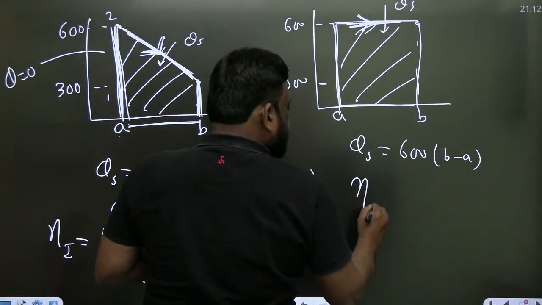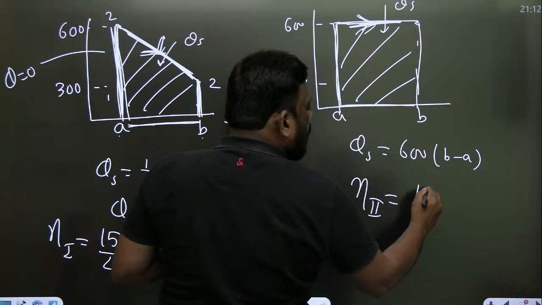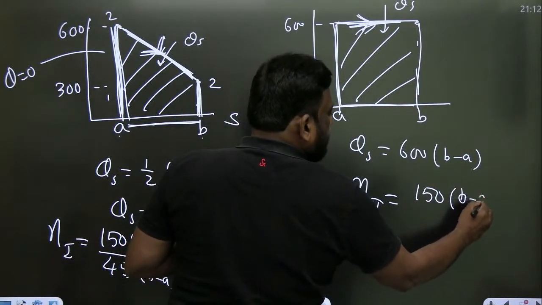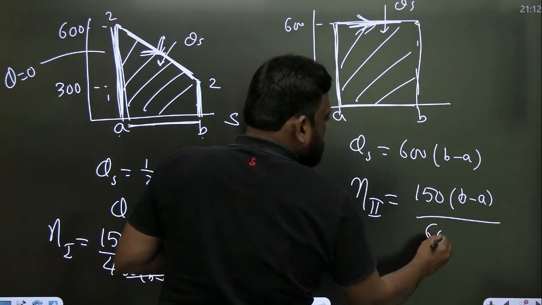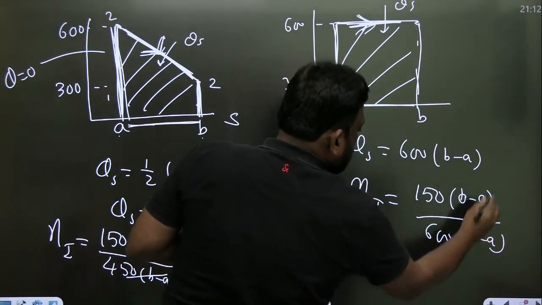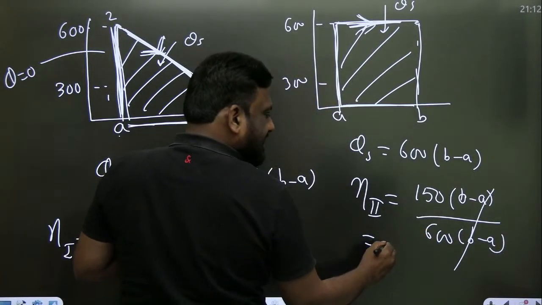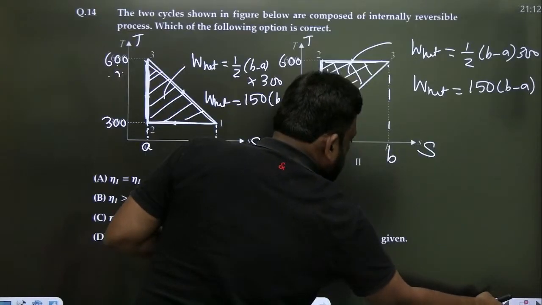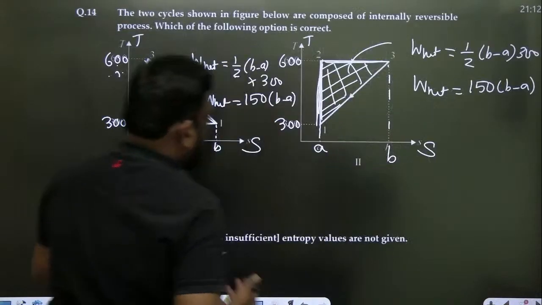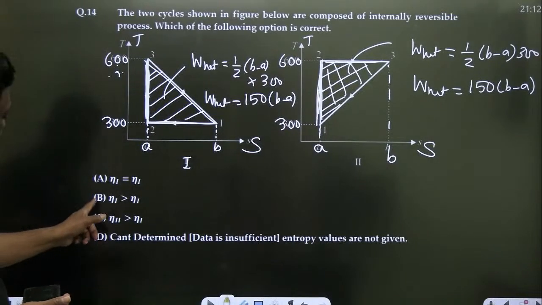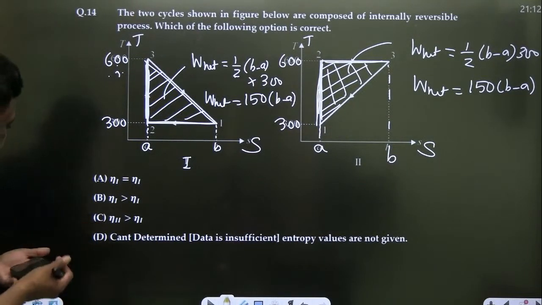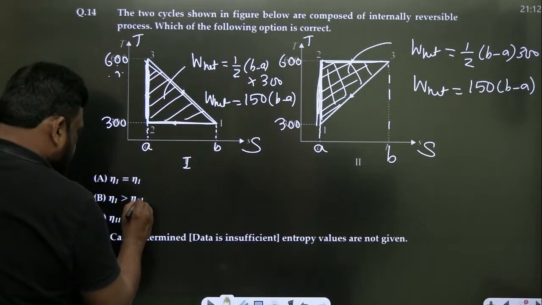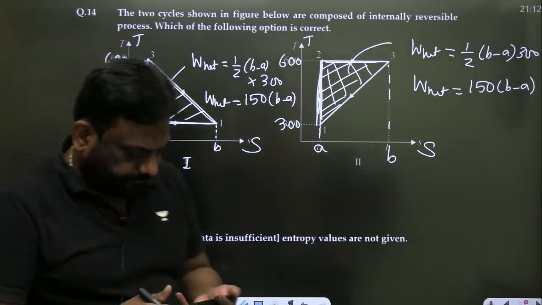In both the cases, the net work output was same. Net work by heat supply is 150 by 600 into B minus A, so 150 by 600 is 1 by 4. It is 0.25. So which one has more efficiency? एक बार बोलो. So efficiency of 1 is greater than efficiency of 2. I think B is correct.